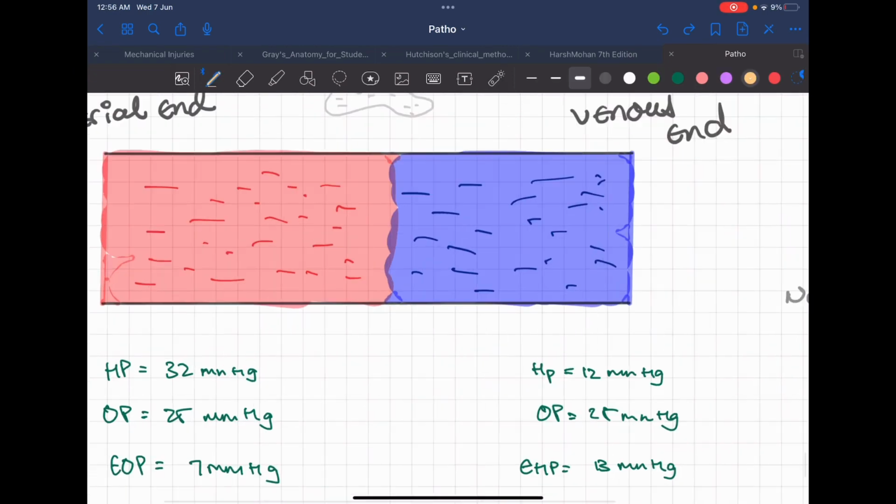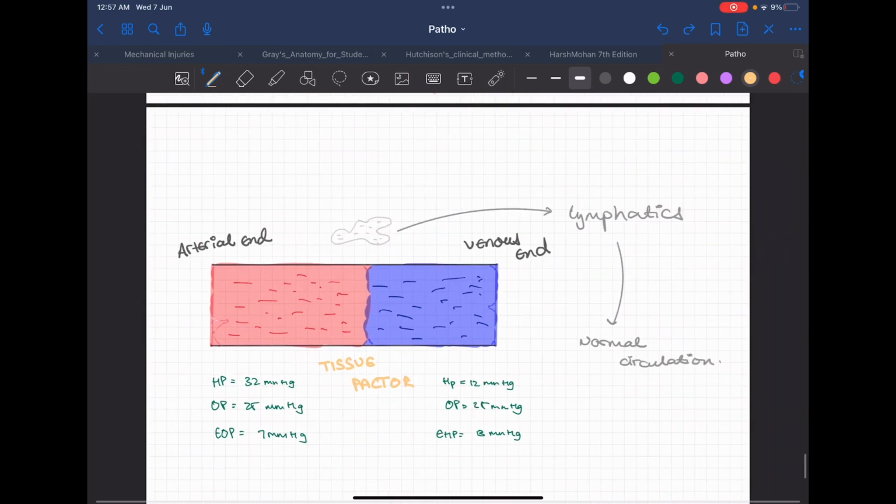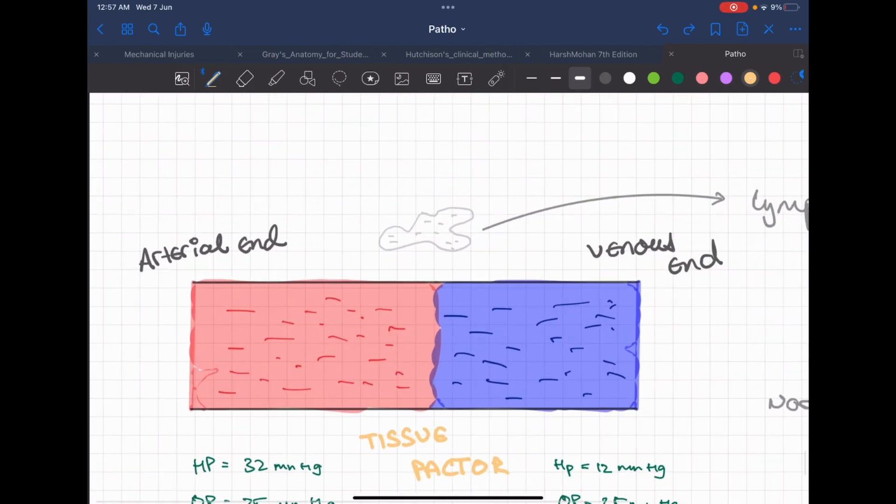Moving to the next mechanism, that is tissue tension. Tissue factors with tissue tension. What I do to remember this is that there is increased oncotic pressure in interstitial fluid. As we know, oncotic pressure is quite famous for accumulating fluid. So what happens if more fluid gets accumulated in the interstitial fluid? It will lead to edema.